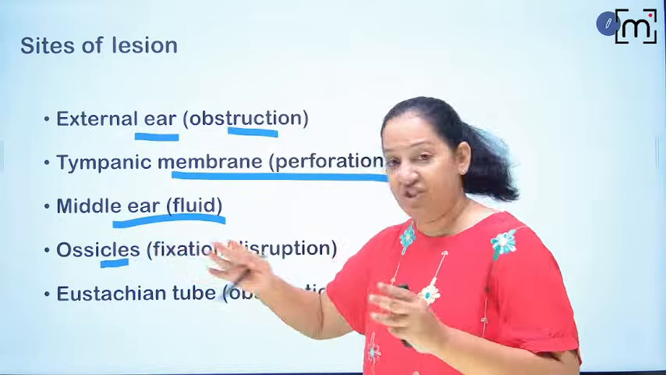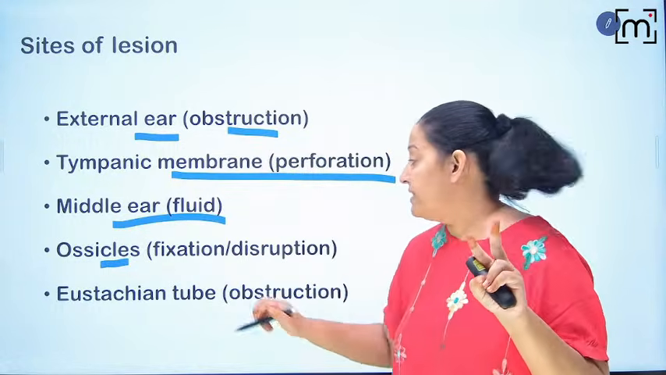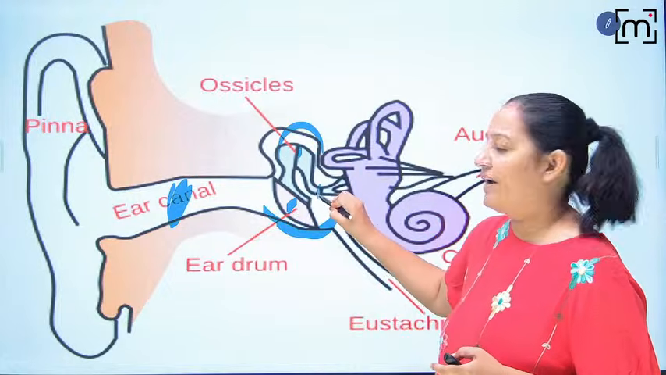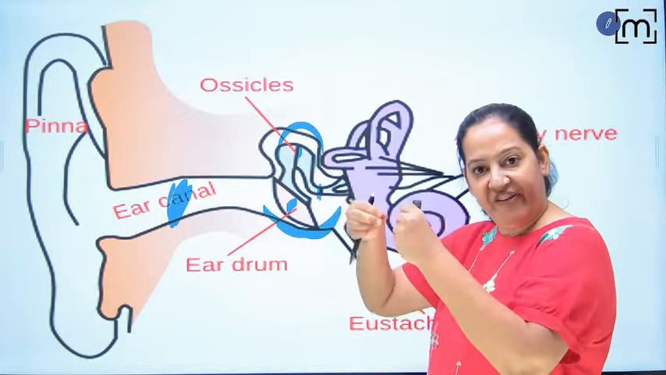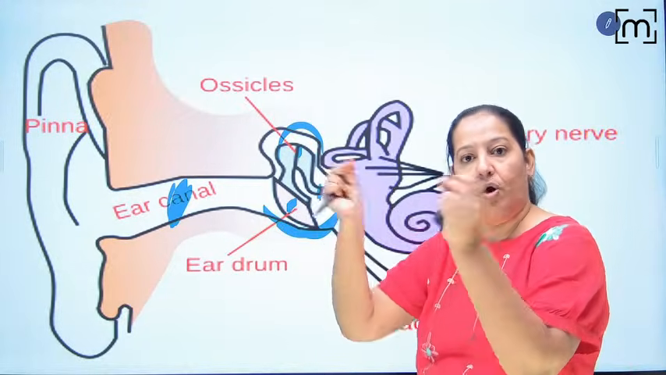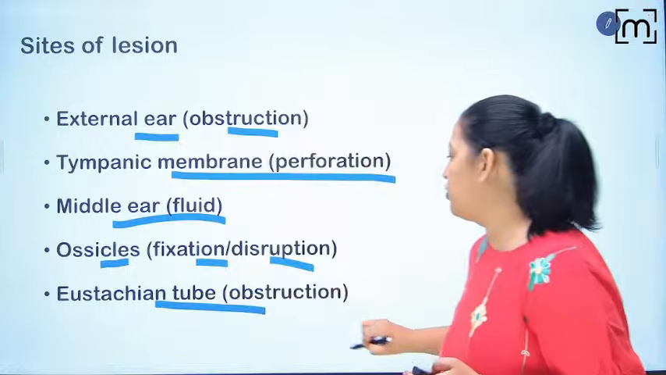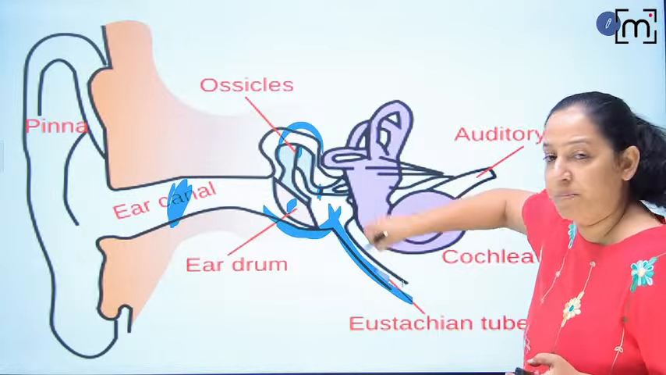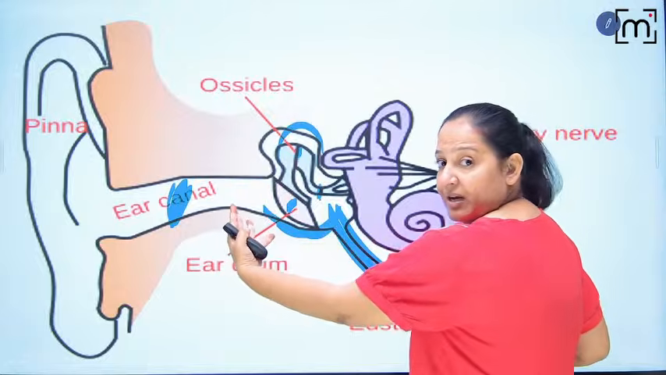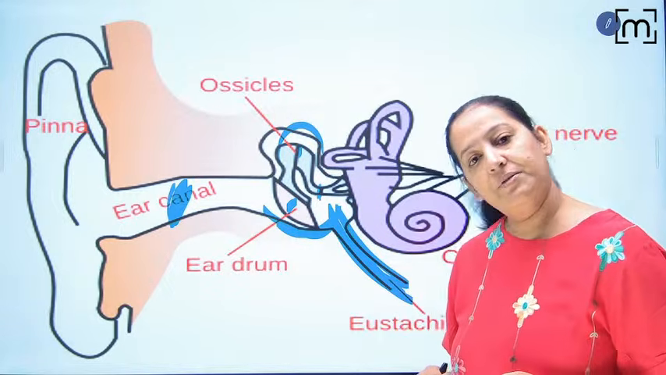Or the joints of the ossicles. I told you about two joints, the saddle type and the ball and socket joint. They can get fixed or disrupted. You can see this joint and this joint. These two types of joints get fixed and are not vibrating, or they get dislocated. That can happen. Or there can be eustachian tube obstruction. If the eustachian tube is obstructed, air comes only from this side, not from this side, and that can cause tympanic membrane perforation. So those can be the causes.